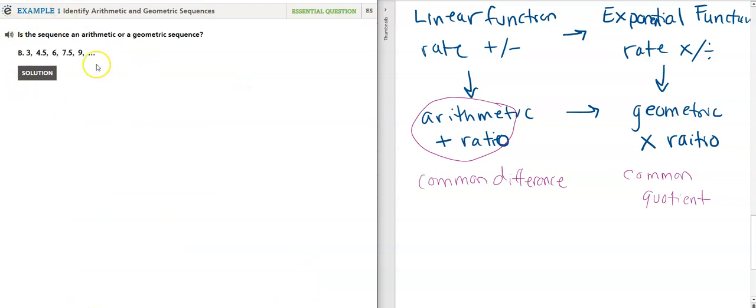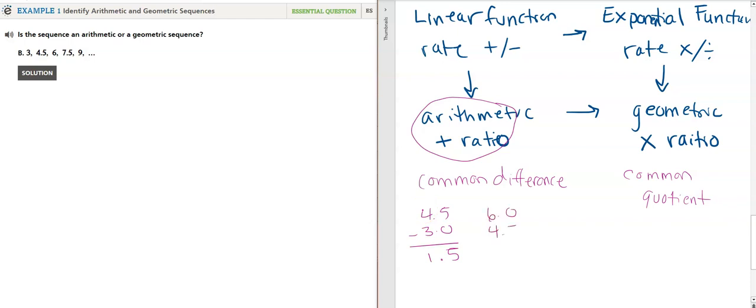Here we're going to look at a new one. Is the sequence arithmetic or geometric? I'm going to start to compare the two. So, 4.5 take away 3. Is there a common difference? 5 take away 0 is 5. This is 1.5.